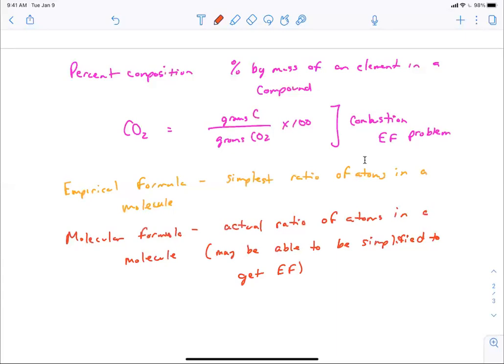What they might say is, given this formula, state and explain whether or not it is an empirical formula. You're applying the definition to give it context, not just saying the definition verbatim. In that case, you'd say, yes, this is an empirical formula because the ratio of atoms is in its simplest ratio possible.